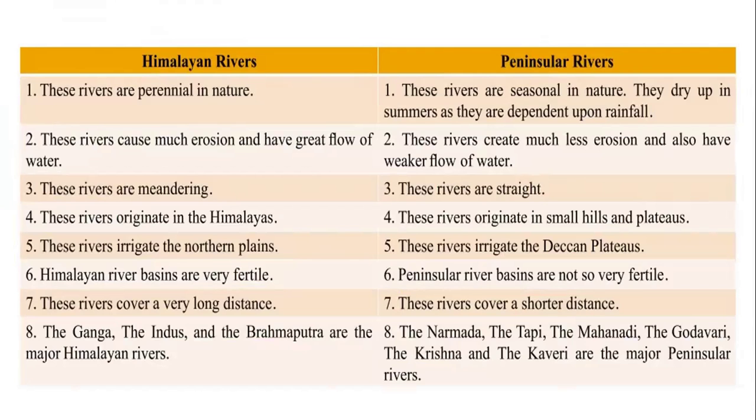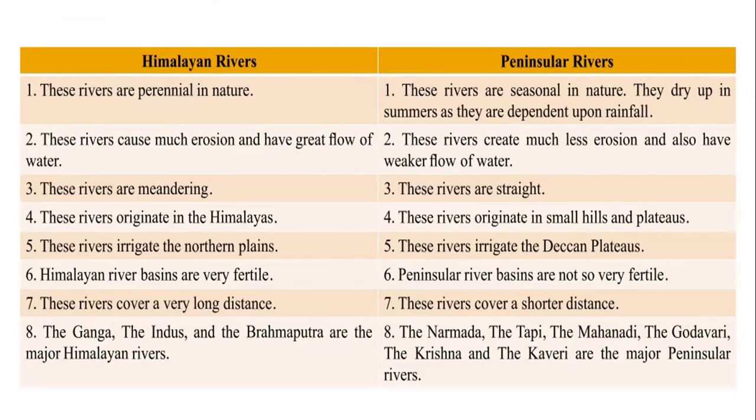Before we enter into these river systems, we need to know what Himalayan rivers are and what peninsular rivers are. For your exam, they may even ask you to write the difference between Himalayan rivers and peninsular rivers. Here you can see the first point. Himalayan rivers are perennial in nature. Perennial means the flow of the river can be seen throughout the year. But peninsular rivers are seasonal in nature. They dry up during the summer season because they depend on rainfall.